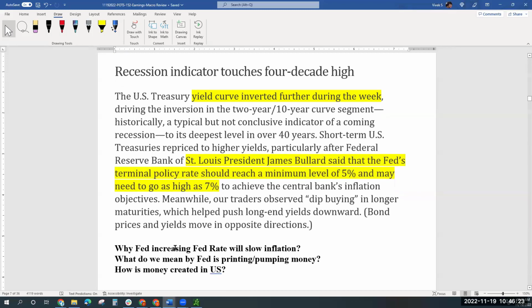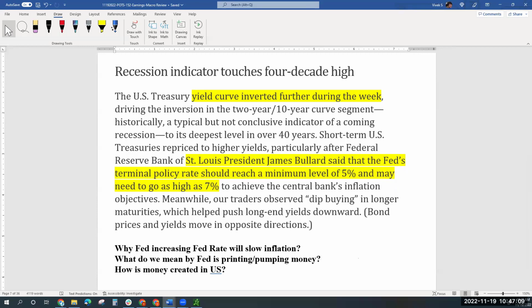Okay. So I got a question: why will the Fed increasing the Fed rate slow the inflation? How does this whole thing work? That got me into a journey of trying to understand how this whole money works in the US. What do we mean when we say the Fed is printing money or pumping money? In 2020, this whole money printing going brrr was a good meme. And even in 2021, we saw everyone talking about the Fed printing so much money because they're inflating their balance sheet. So that got me to think about how this overall process works.